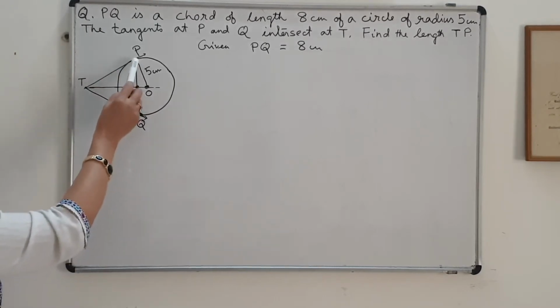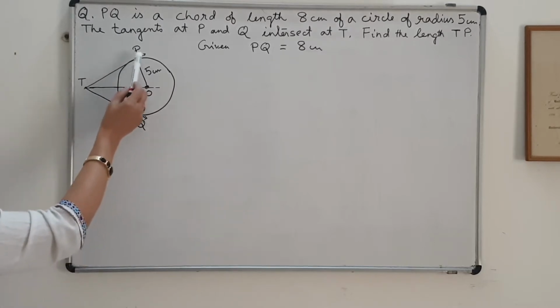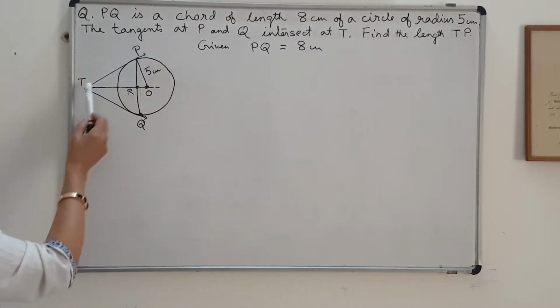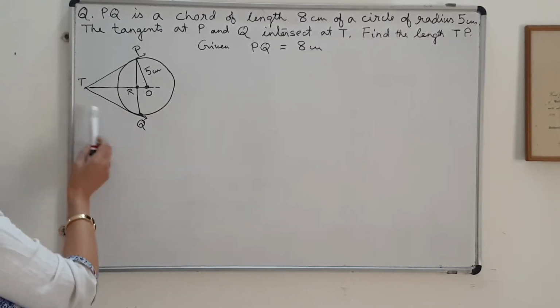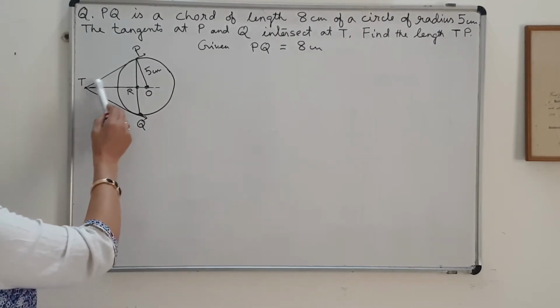And then at the end points of the chord, P and Q, two tangents are drawn. So these tangents intersect at the point T. Actually we should say it in this way. Okay. So now you have to find the length of the tangent TP.